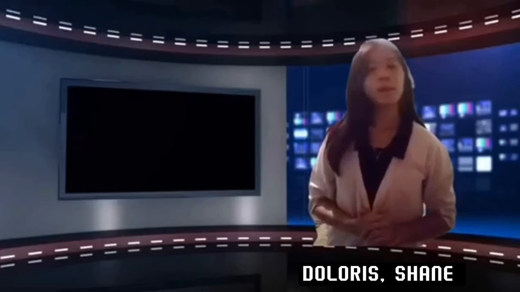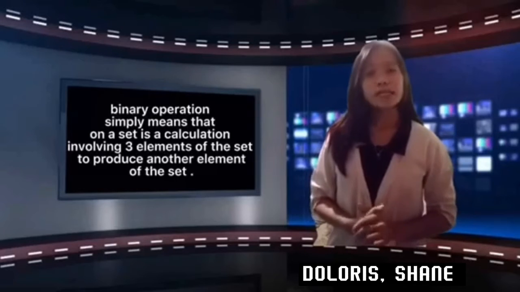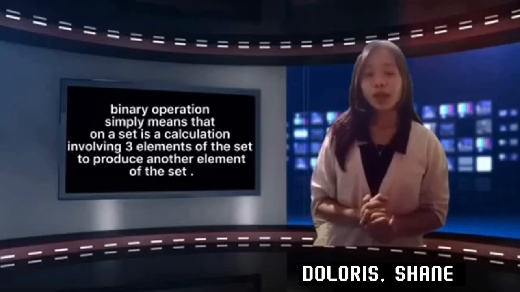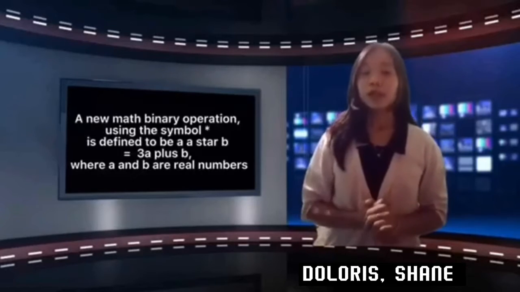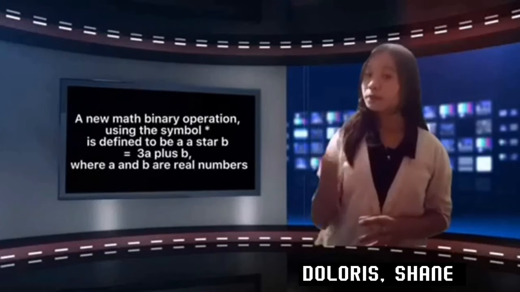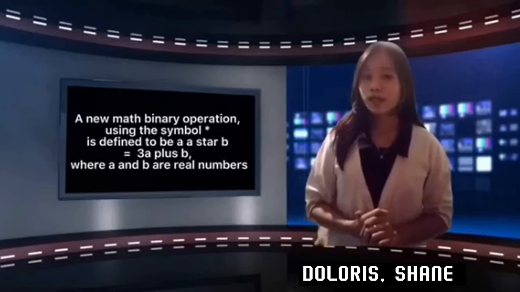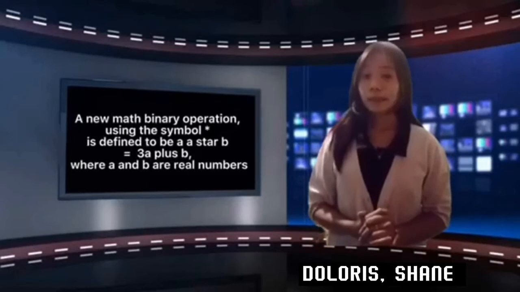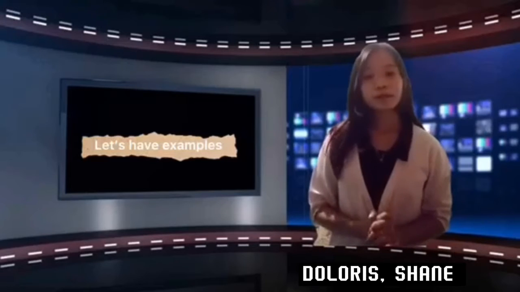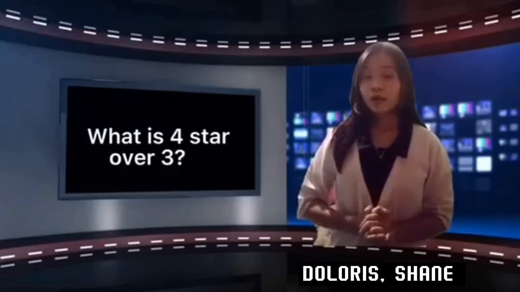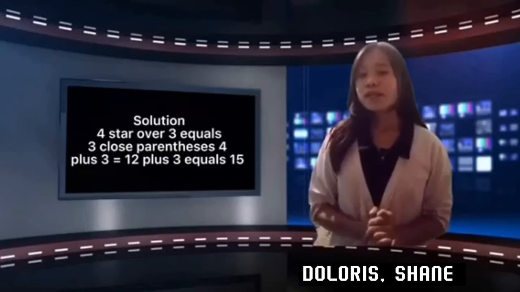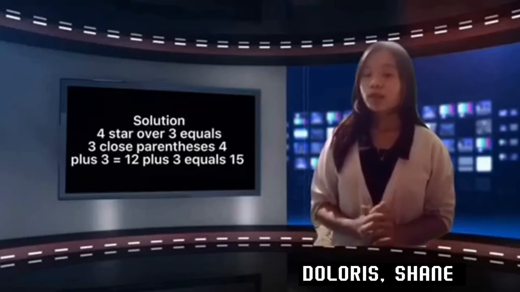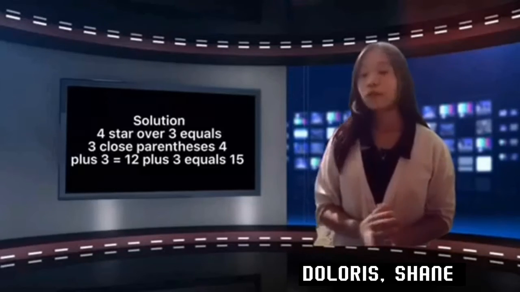When we say binary operation, it simply means that on a set it is a calculation involving two elements of the set to produce another element of the set. A new math binary operation using the symbol star is defined to be A star B equals 3A plus B, where A and B are real numbers. Let's have some examples. What is 4 star 3? Here is the solution. 4 star 3 equals 3 times 4 plus 3 equals 12 plus 3 equals 15.